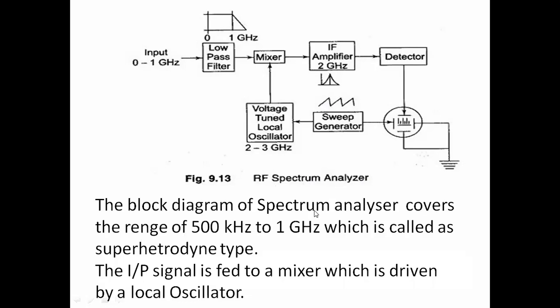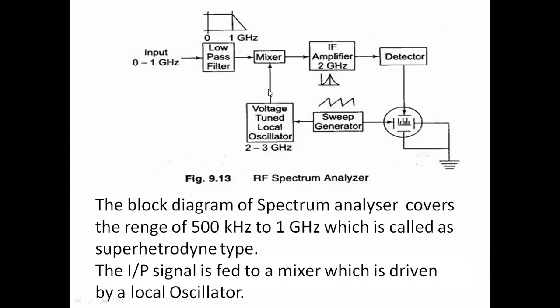So the input signals work in the range of 0 to 1 gigahertz. Here the block diagram of the spectrum analyzer covers the range of 500 kilohertz to 1 gigahertz, which is called the superheterodyne type. The input signal is fed to a mixer which is driven by a local oscillator. So the signals for the mixer are from the input signal and the local oscillator.